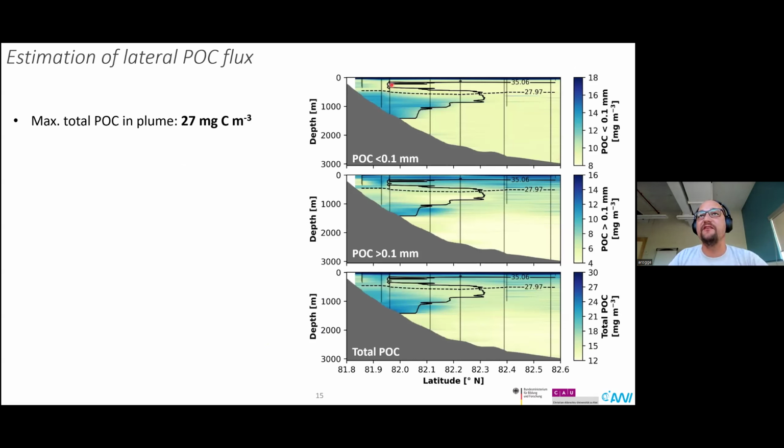So you see clearly this POC smaller than 100 microns, which is associated with the dense water. Larger than 100 microns sinks already a bit out. And the total POC in the plume was about 27 milligrams per cubic meter, while about 60% of the total POC load was made up by the small fraction.